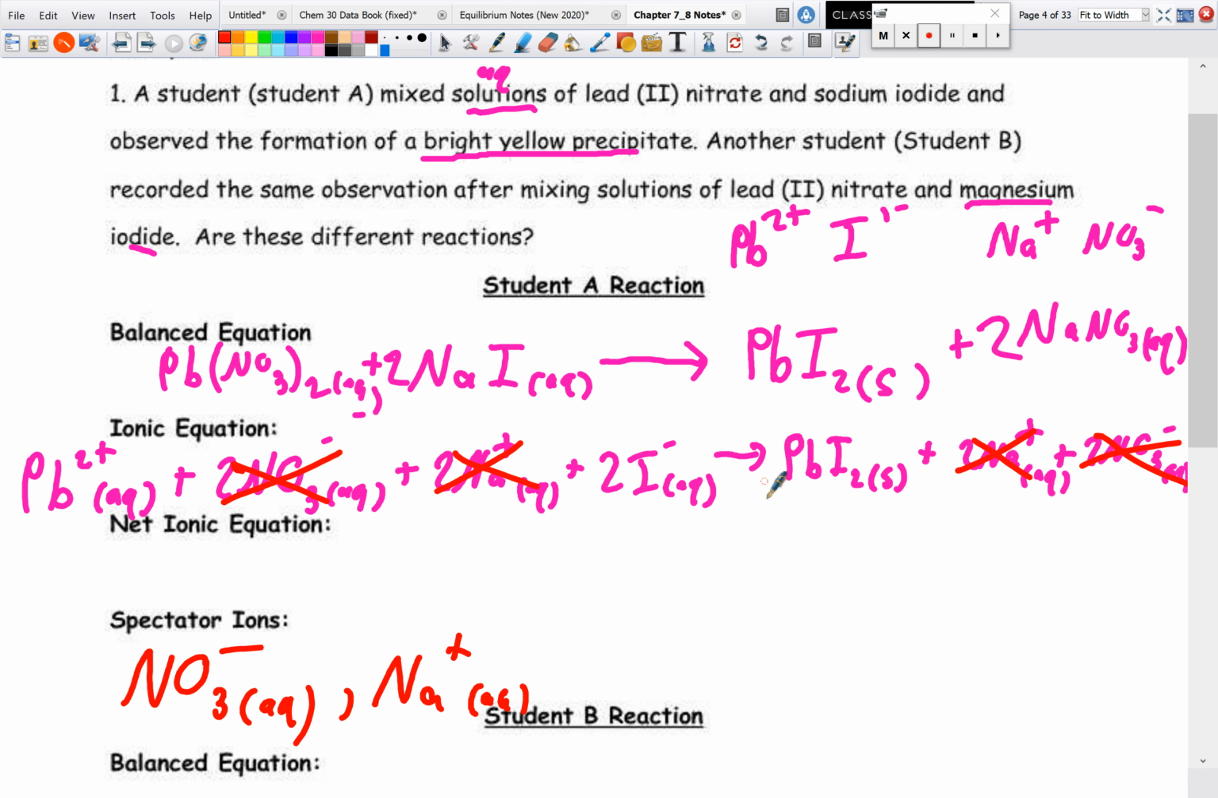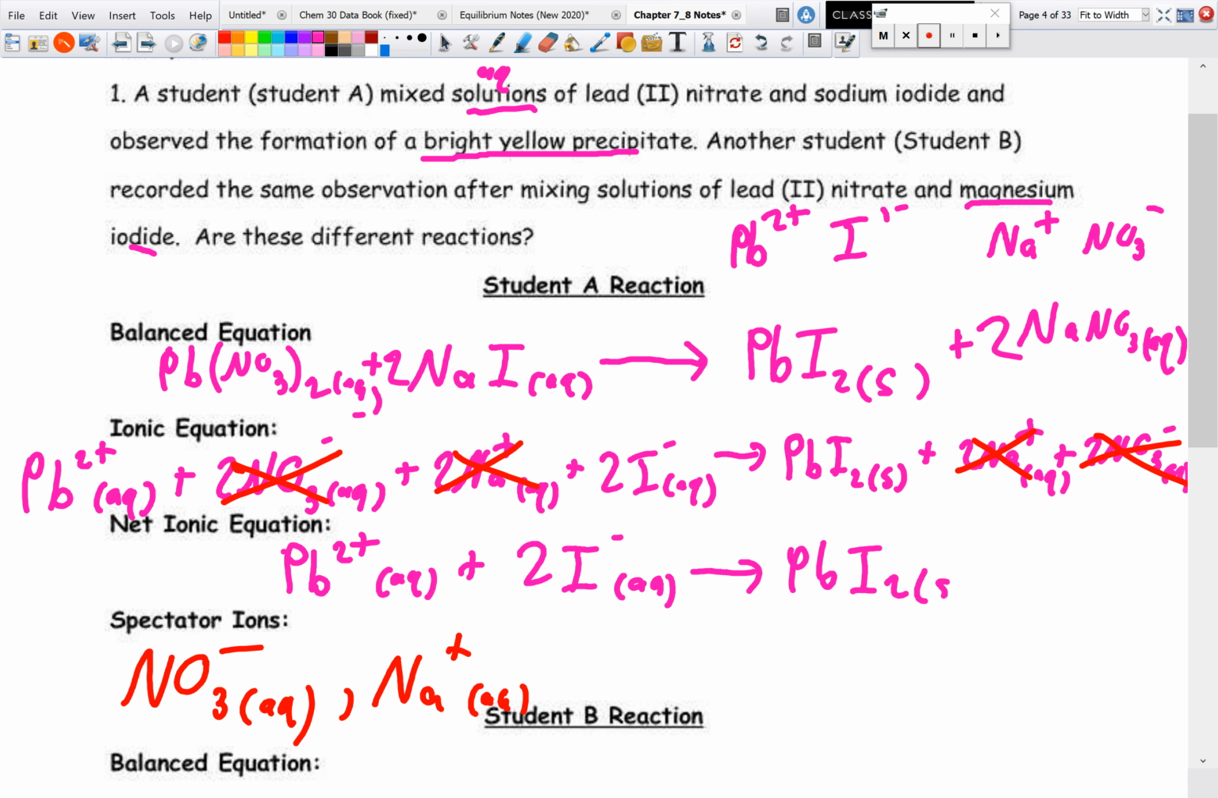And the iodine changed. So for our net ionic equation, we have our lead 2 plus ion reacting with 2 iodide ions producing lead 2 iodide solid. So these are the only ions that actually reacted to produce a solid, whereas the sodium and the nitrate did nothing.